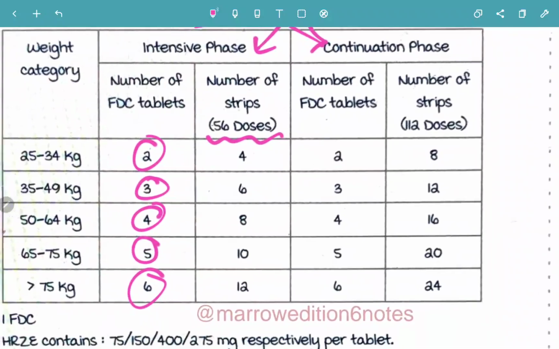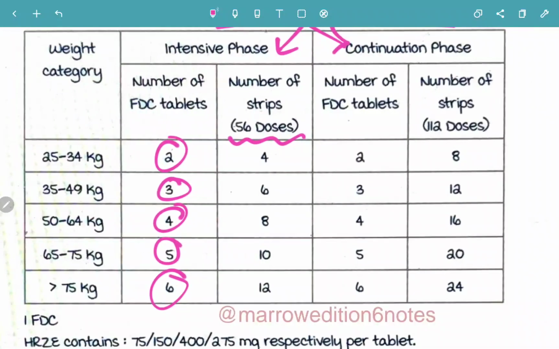And in the continuation phase, same. Always 25 to 34 is 2 tablets. So the number of strips will be double, around 8. 35 to 49 is 3 tablets, and the number of strips will be double, 12. And 50 to 64, 4 tablets, so it's going to be double, 16. 65 to 75, 5 tablets, but the strips will be 20. More than 75 is 6 tablets.